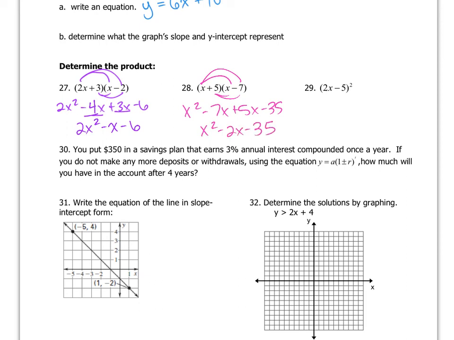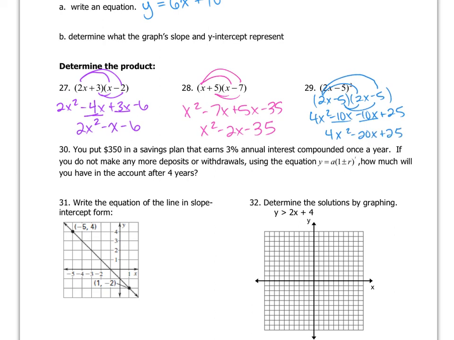And the last one, the only little special trick about number 29 is because it is squared, you have to write it twice before you can double distribute. So you would say 2x minus 5 times 2x minus 5, and then double distribute. 4x squared minus 10x minus 10x plus 25. 4x squared minus 20x plus 25.